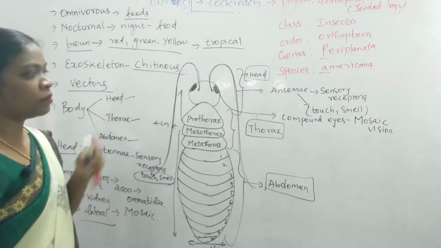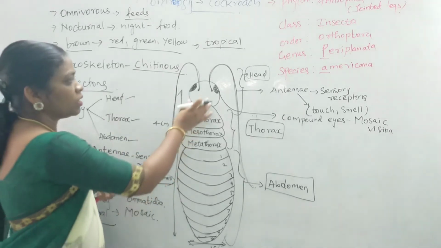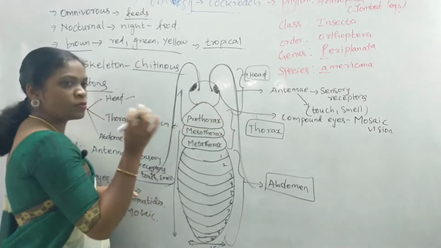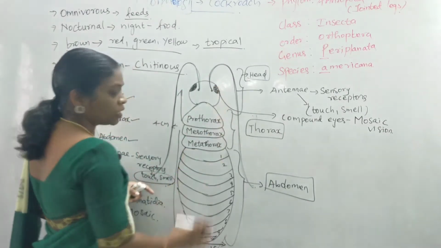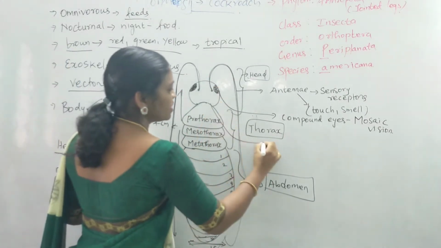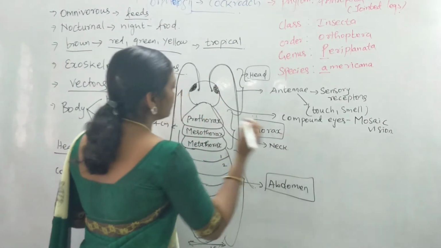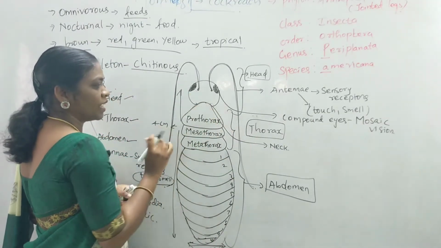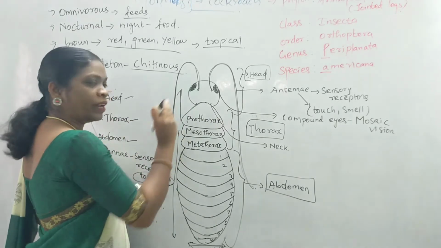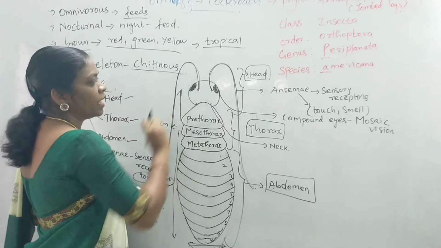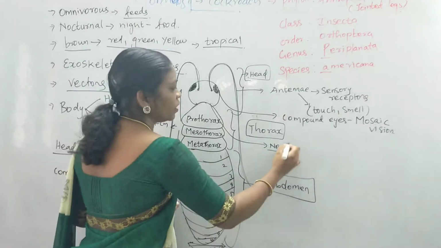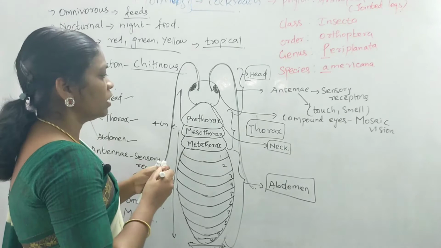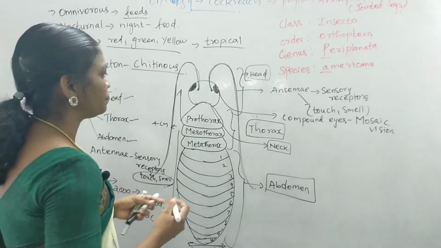Now we'll move on to the next important region, the thorax. The head of the cockroach is connected to the thorax, that is the prothorax, by means of a small structure which is not visible in the dorsal view, and that structure is known as the neck. The head and prothorax are connected by a delicate membrane. This membranous connection between the prothorax and head forms the neck region, which is not visible on the dorsal side.